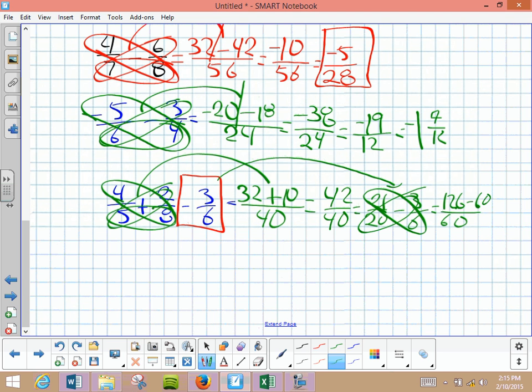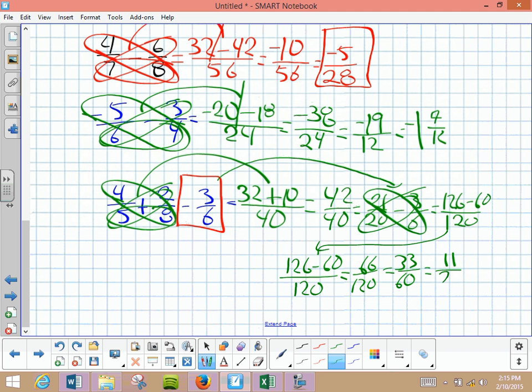Ha! What is wrong with me? All right. There we go. So let me bring that over here so I can have more room. 126 minus 60 over 120. What do I get here? 66 over 120. And I can simplify that to 33 over 60. And then that to 11 over 20. And I don't think I can simplify any longer.